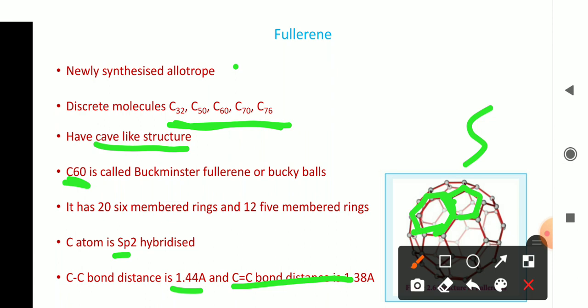What are the things given? It is a newly synthesized allotrope of carbon. It is a discrete molecule. It has a cage-like structure. Then C60 is called Buckminsterfullerene, or buckyball. It has 20 6-membered rings and 12 5-membered rings. It is sp2 hybridized, and here the carbon single bond carbon bond distance is 1.44 Angstrom, and the carbon double bond carbon bond distance is 1.38 Angstrom.